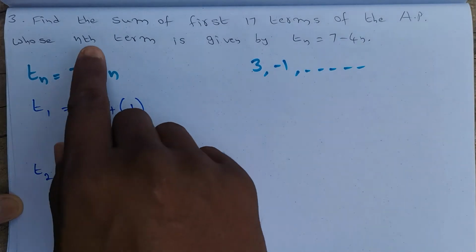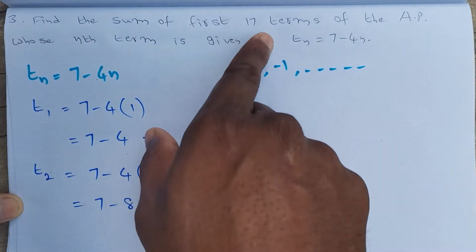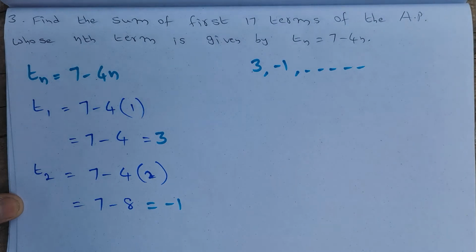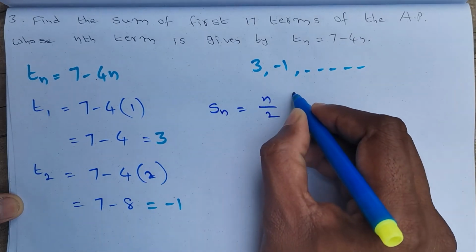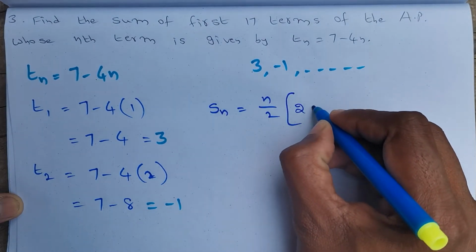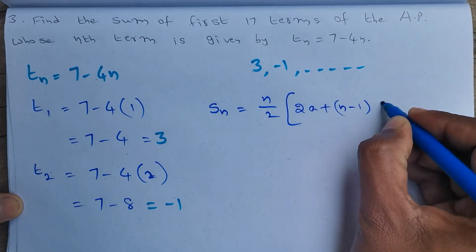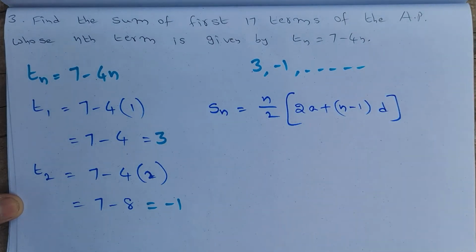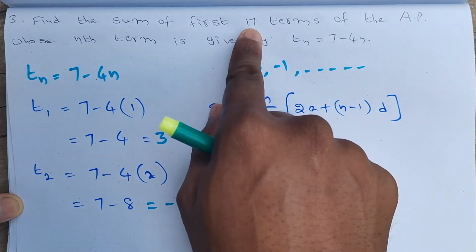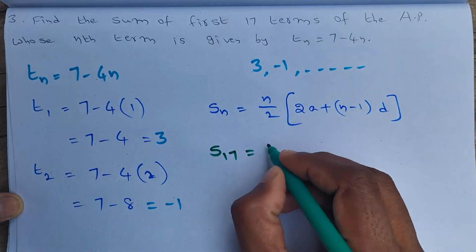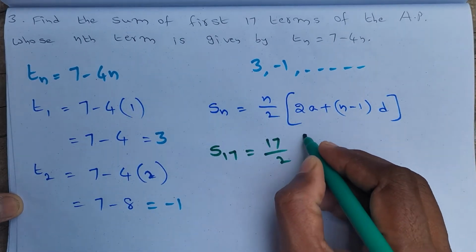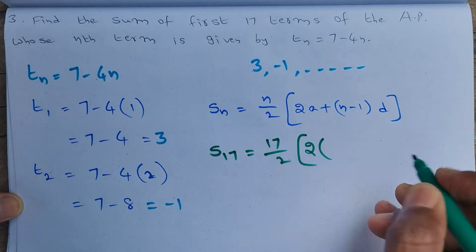Now what is asked? Find the sum of the first 17 terms. So what is the formula for sum of the n terms? That is Sn is equal to n by 2 into 2a plus n minus 1 into d. So what is he asking? Sum of the 17 terms, so S17. In the place of n, substituting 17 by 2 into 2 of a.